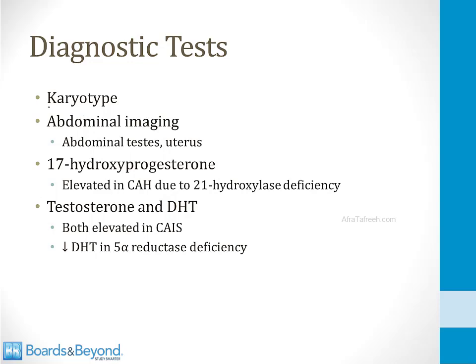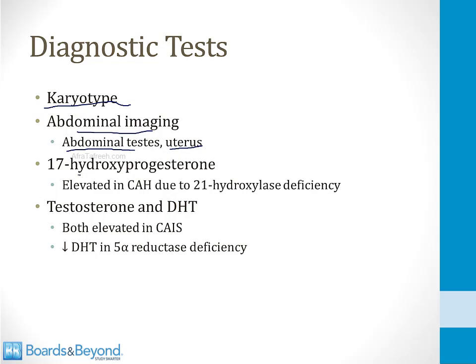This slide summarizes some of the diagnostic tests that are useful when evaluating a child with abnormal sexual development. As I told you before, the karyotype is a key test. You need to know whether the child is XX or XY. Abdominal imaging can also be helpful. This can identify the presence of abdominal testes, especially in a child that appears to be female. It can also identify the uterus, which is an important Müllerian structure.